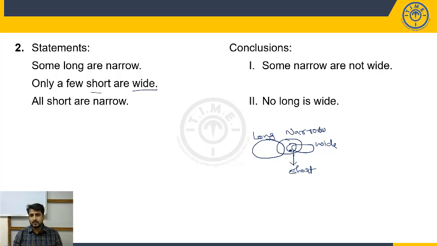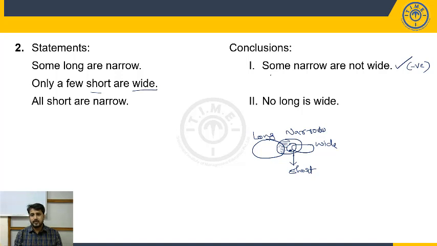Okay. Let us come to the conclusions. Some narrow are not wide. Is it true in the basic diagram? Yes. This part of the narrow is outside the wide. So this conclusion is true. But what kind of conclusion is it? Negative conclusion. When a negative conclusion is true, we have to draw the alternate diagram.